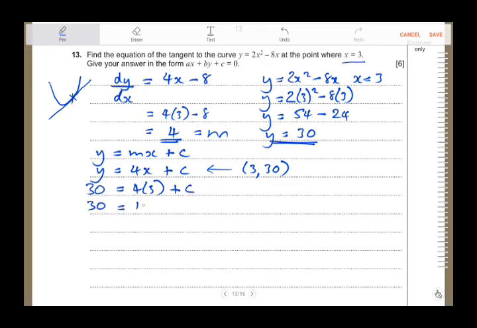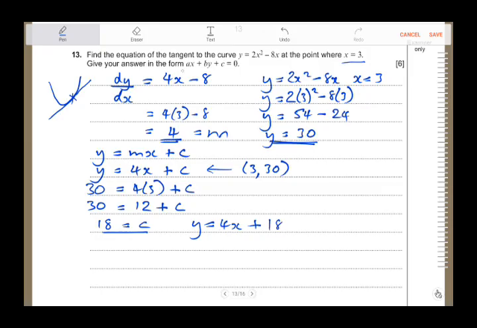And this is typical of normal GCSE. When you're finding the equation of a straight line, you've got to find m, you've got to find c. So you've got to be able to work out the gradient, and then you need a point on the line to work out the y-intercept. Take away 12 from both sides, we get 18 equals c. So the equation of the tangent now is y equals 4x plus 18 instead of mx plus c.